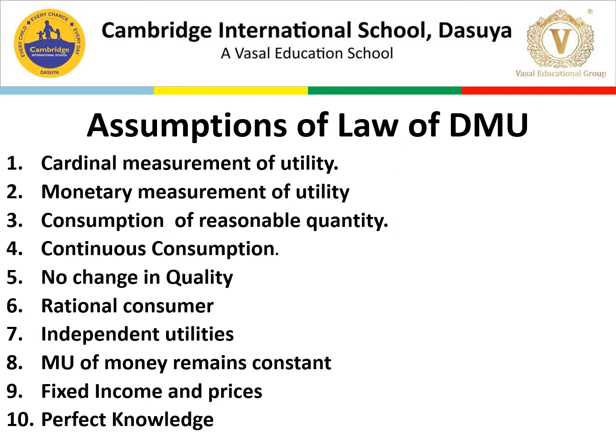The second point is monetary measurement of utility. Yes, if you are able to measure the utility of a product in the form of money, that is the second assumption for the law of DMU.